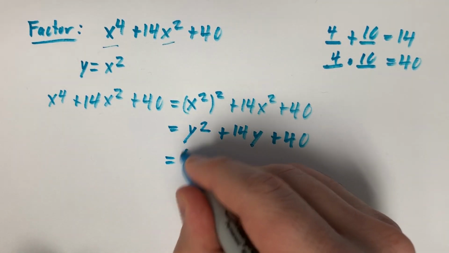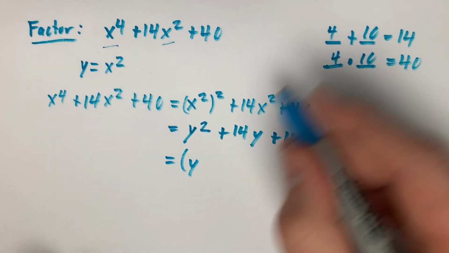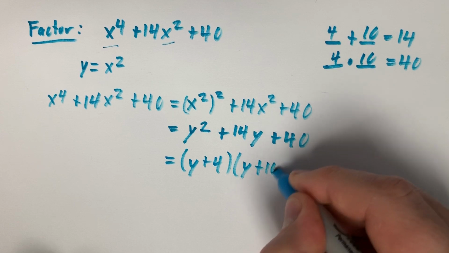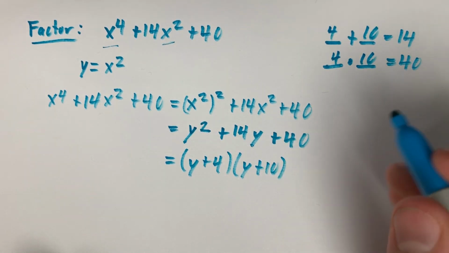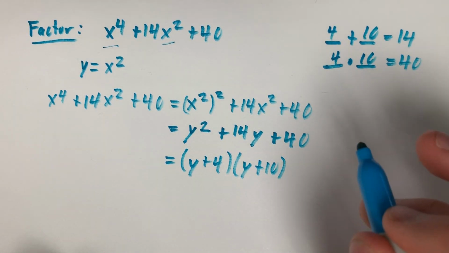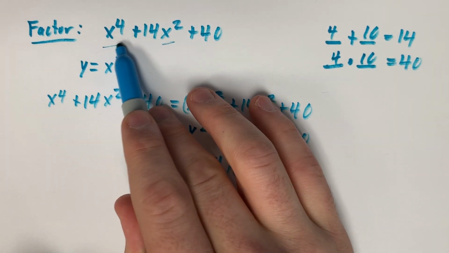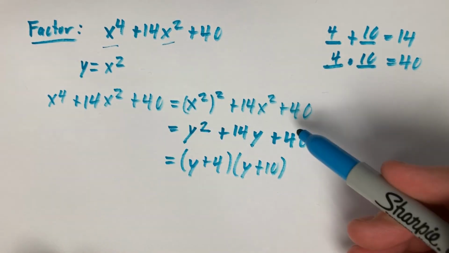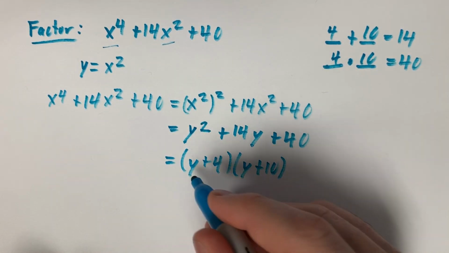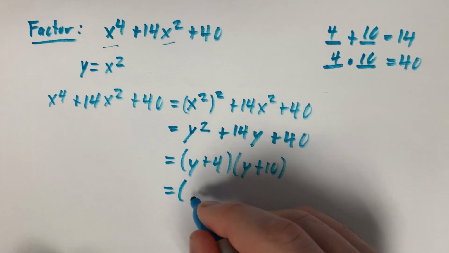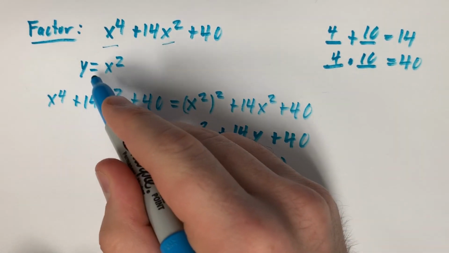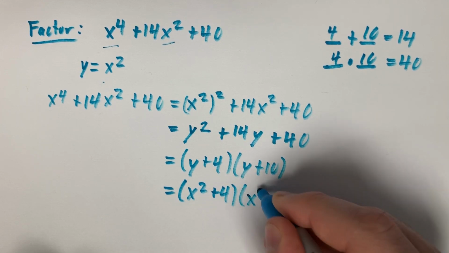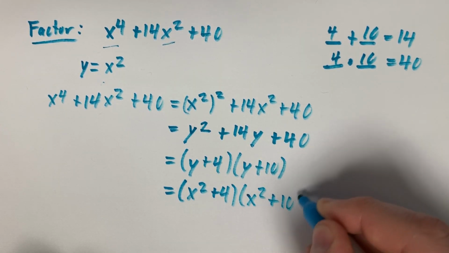I can basically rewrite this right now as y plus 4 times y plus 10. However, as I mentioned in the last video, we're not quite done yet, because why? We wanted a factorization for the stuff with x's in it. We replaced our x stuff with y stuff. So what we need to do is replace all of our y stuff with x stuff. So you get x squared, because of our substitution, plus 4 times x squared plus 10.